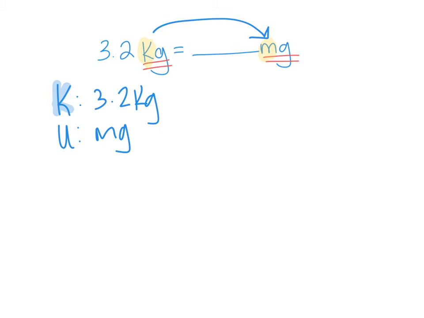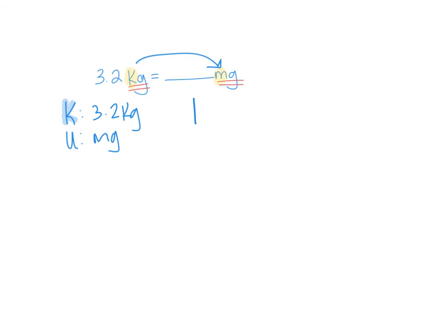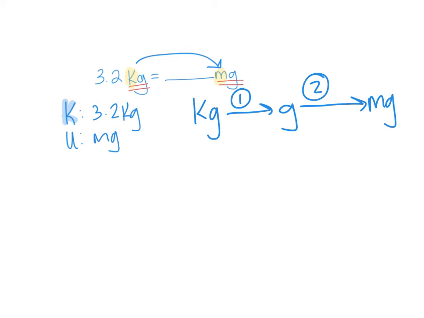Okay, so all you have to do is cover up your prefix, and it'll tell you what your base unit is. Okay, so in this case, we're going to start out with kilograms. And we're going to go to our base unit, which is grams. So that is going to be step 1. And then step 2, we're going to go from grams to milligrams. That'll be step 2. So this is a nice two-step problem for our metrics.